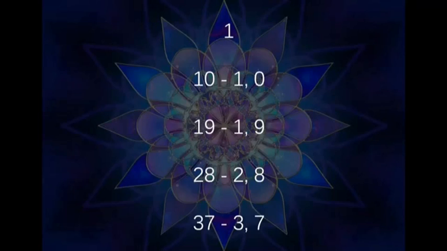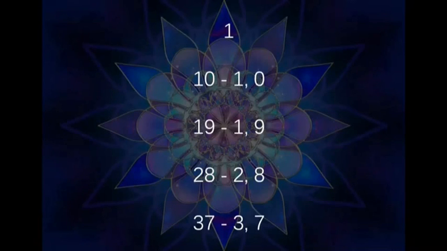When we have just a 1, we have pure characteristics of a 1. When we have a 10, that is 1 plus 0, we have a 0 with it, and 0 acts as a support and enhances the characteristics of the 1. 0 in numerology is considered as infinity. In 19, we have a 1 and a 9. So 19 is primarily 1, but slight characteristics of the number 9 can also be seen.